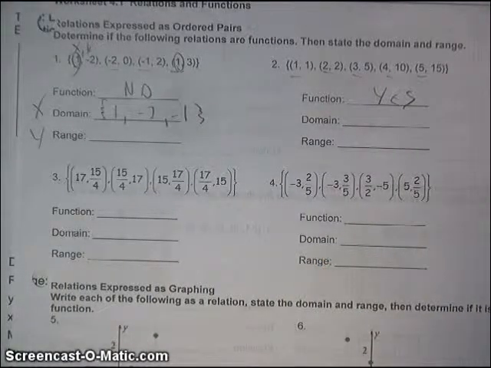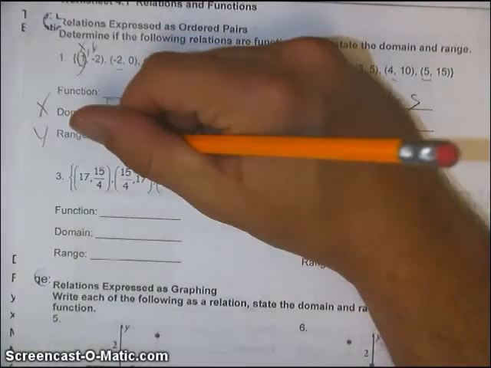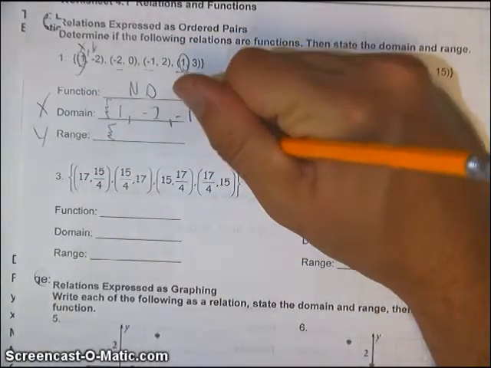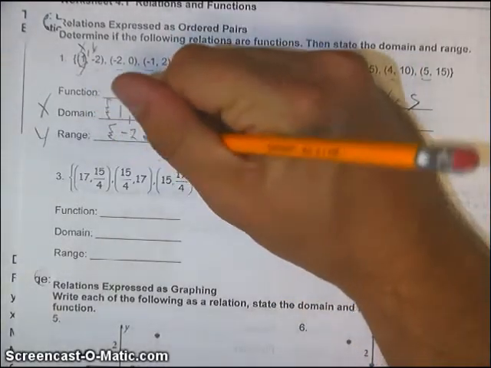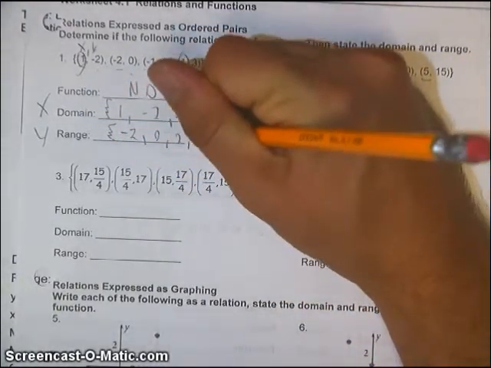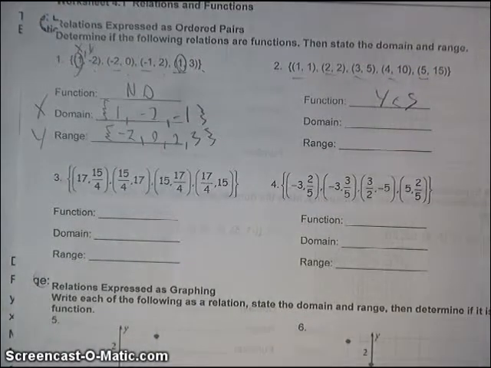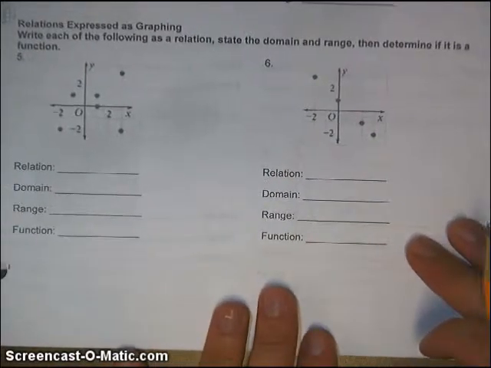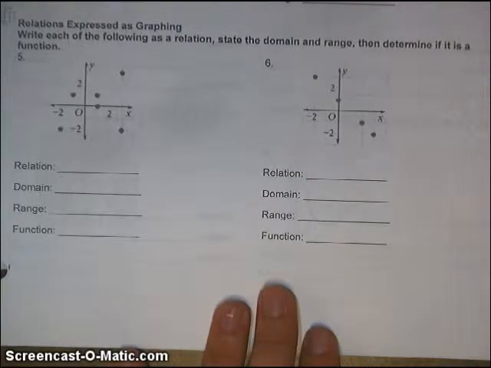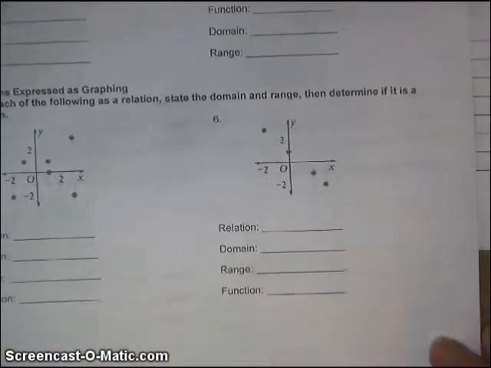And that's the set. It doesn't matter which order you write the numbers in, as long as they're all there in the set. And the range is all of the y's. So that would be -2, 0, 2, and 3. That's it. That's the domain and range. All of the x's and all of the y's. So they kind of ask us to do the same thing down here at number 6, saying, write each of the following as a relation, state the domain and range, and then determine if it is a function. So let me zoom in on that.